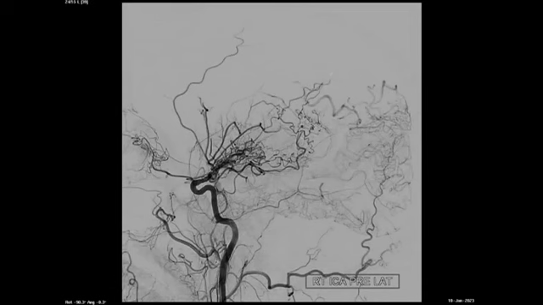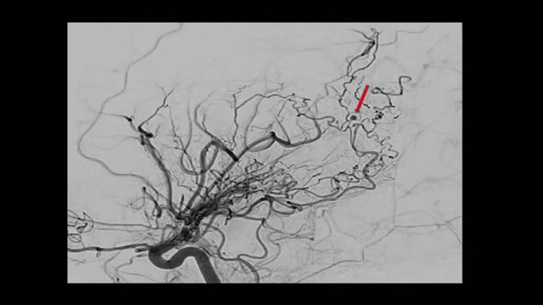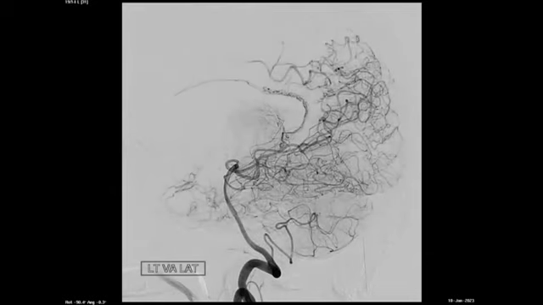A lot of basal collateral formation was there, slow flow in the MCA branches, and very distally, near the ventricles, we could see an aneurysmal change in this collateral vessel. Vertebral artery injection again showing a lot of collaterals coming to the MCA. Lateral view shows collaterals to the ACA as well as MCA.